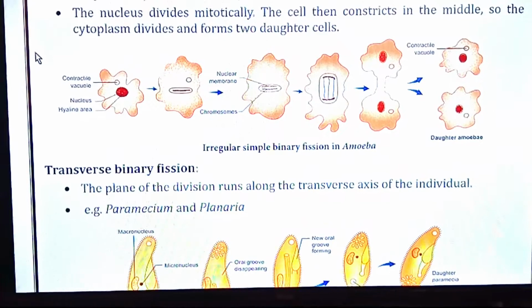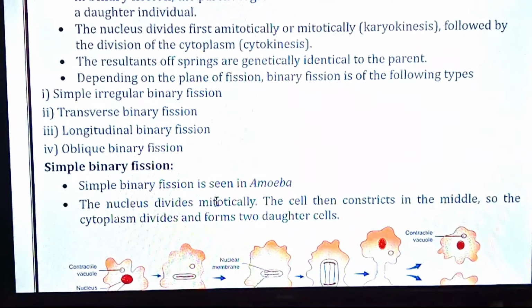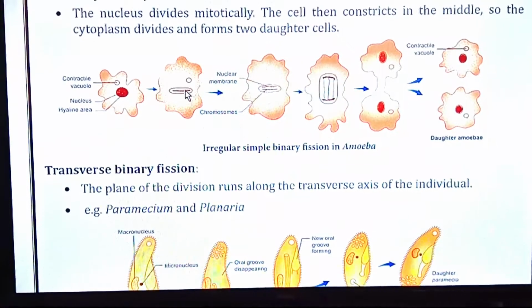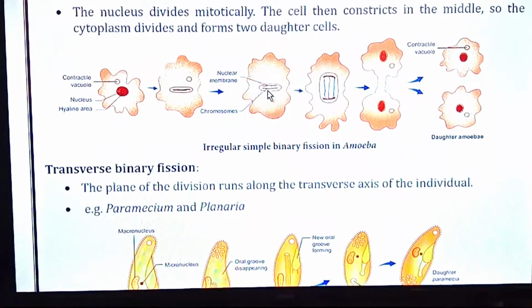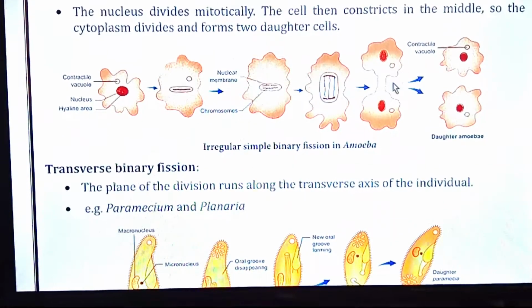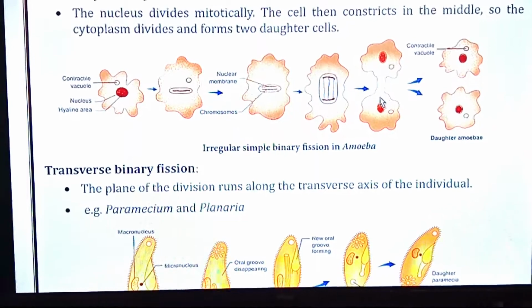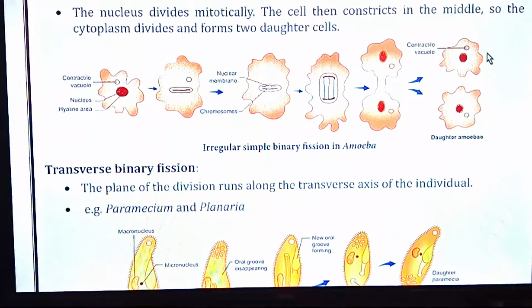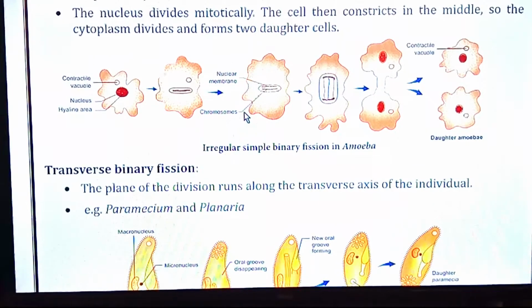Simple irregular binary fission takes place in amoeba. So the nucleus divides mitotically. The cell then constricts in the middle, so the cytoplasm divides and forms two different daughter cells. See, this is the amoeba body and it divides. First the nucleus in the center will divide into two. So the DNA replicates and forms two copies. It will divide into two first, and then this will be followed by the division of the cytoplasm, that is cytokinesis. So division of the nucleus and division of the cytoplasm forms two different daughter individuals. So daughter amoebae are formed because of the simple binary fission.